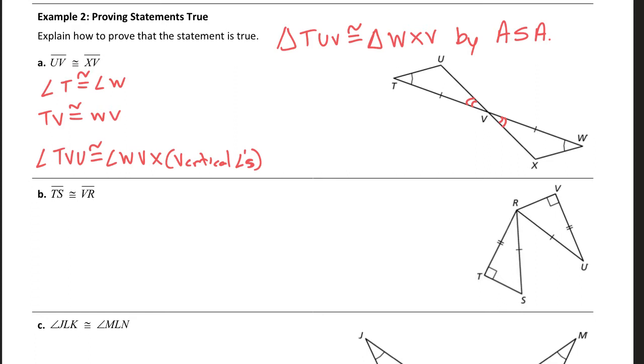So in green, I'm going to mark what we can assume. We can assume that UV and XV are congruent. Okay?